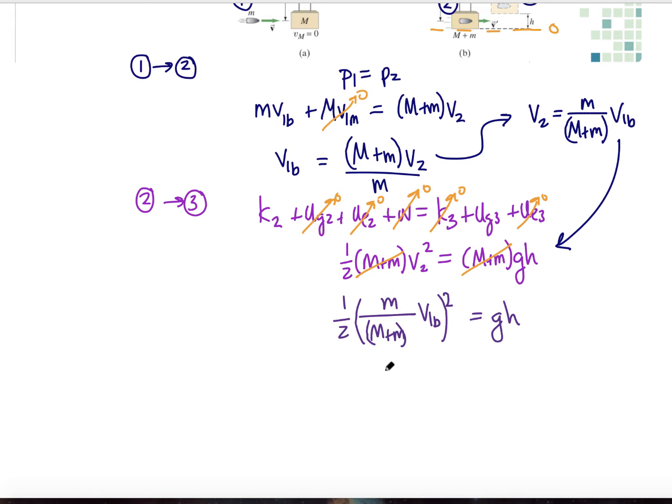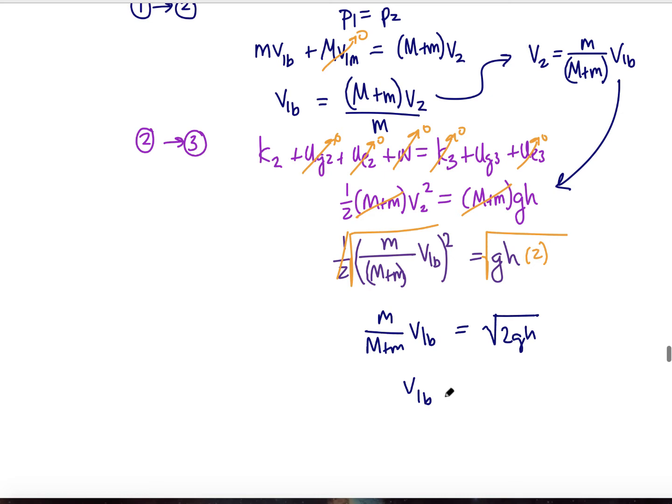Then what we have is something that we can square root. I'm going to get rid of this 1/2 and multiply by a 2 on the right-hand side. Then I can square root both sides, and I end up with little m over big M plus little m times V1b, because I just square rooted something that's squared, equals the square root of 2gh. So now it's pretty easy to see that V1b, or V1, would be equal to big M plus little m over little m times the square root of 2gh. And there you go.